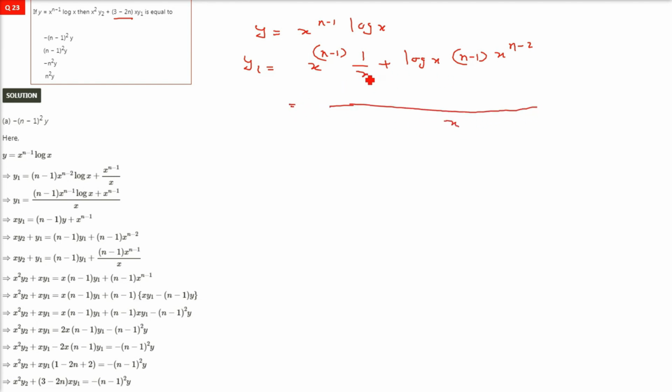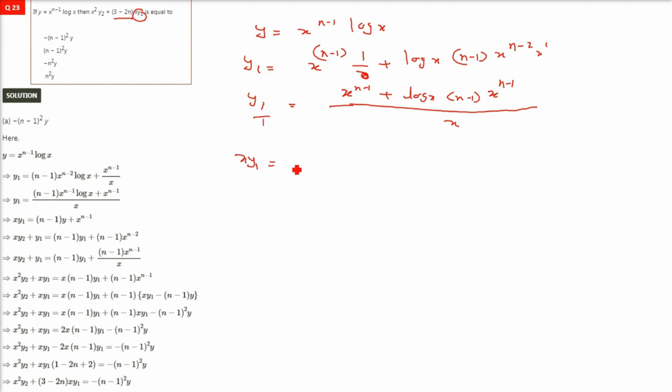So here it will be x to the power n minus 1 plus log x n minus 1 x to the power n minus 1. So there will be x. So x n minus 2 into x to the power 1. This is y1. We wanted x y1. So let us multiply both sides by x. So you'll get x y1. One term we have got.